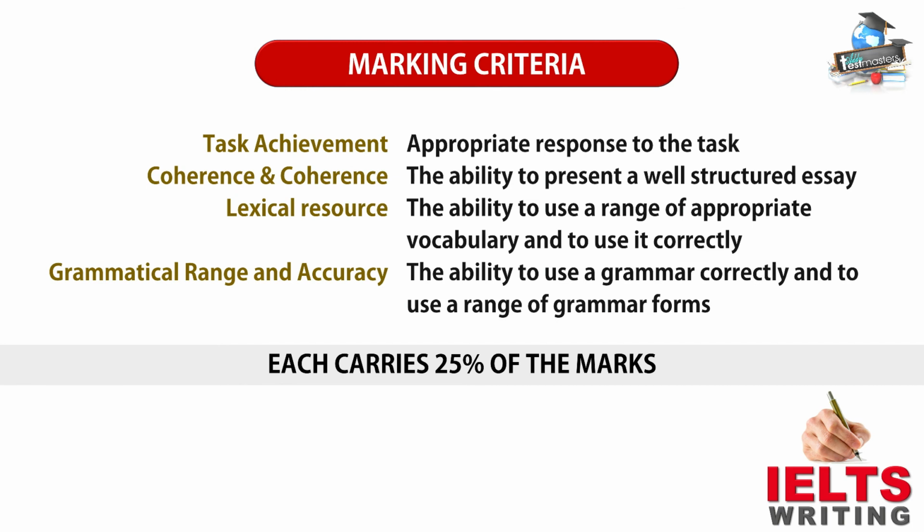Finally, we come to the marking criteria. As with the other three sections of the IELTS exam, speaking, reading and listening, the writing test is marked according to four criteria. These are task achievement, which is how well you respond to the task; coherence and cohesion, your ability to present a well-structured essay; lexical resource, your ability to use a range of vocabulary and to use it correctly; and grammatical range and accuracy, which is your ability to use grammar correctly and to use a range of grammar forms. Each carries 25% of the marks.